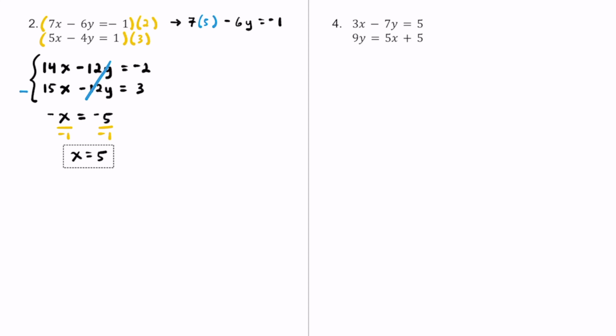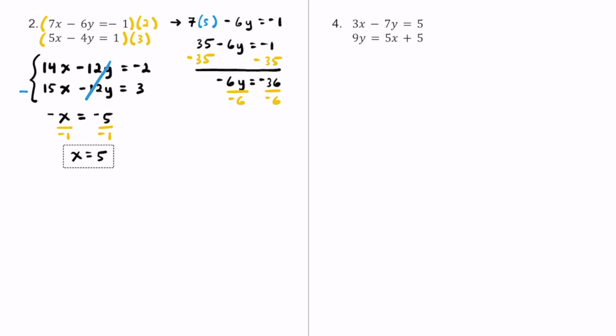If you want to substitute it into the bottom equation, go ahead and do so and see if we get the same thing. 7 times 5 is going to be 35. So we're going to have 35 minus 6y is equal to negative 1. Then we just have a two-step equation. So let's go ahead and subtract 35 and subtract 35 from both sides here. If we do that, we're going to end up with negative 6y is equal to negative 36. And then we can divide both sides by negative 6 here.